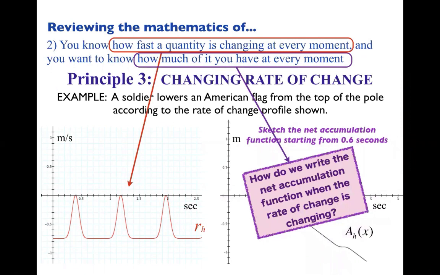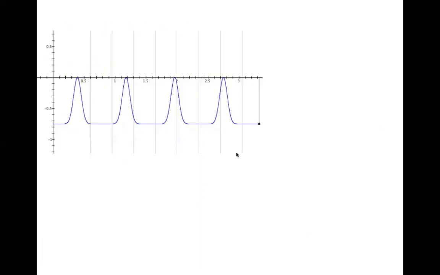But how do we do this? How do we write a net accumulation function when the rate of change is changing? This throws a big wrench in developing the net accumulation function. If the rate of change is continually changing, then we can't just use dy equals mdx to get changes. So how do we do it? Well, actually we do want to leverage what we learned about dy equals mdx, because that's a very straightforward way to get changes dy.